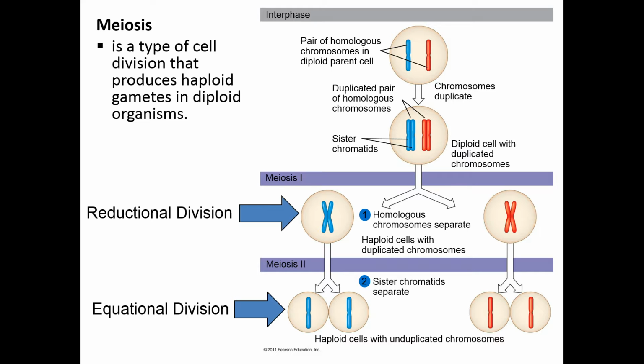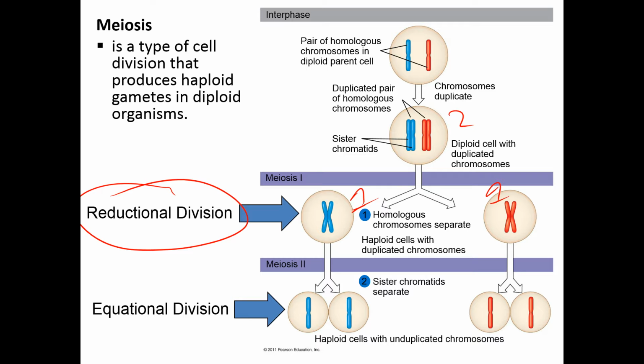During prophase 1 of meiosis, your homologous chromosomes pair up. And at the end of meiosis 1, your homologous pairs separate. So this is a form of reductional division. You cut the number of total chromosomes in a cell by half. So here we have 2, here we have 1 each.